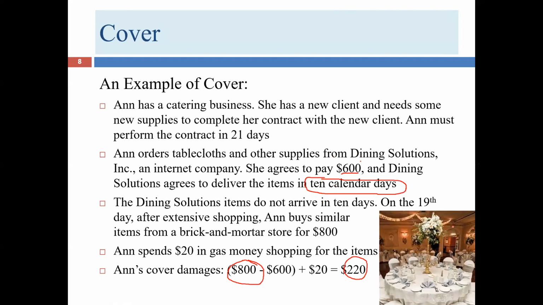Now, in this situation, the initial contract gave the company, Dining Solutions, 10 days to provide the tablecloths. But it's on the 5th day that Dining Solutions figures out they can't meet the contract. At this point, they're not in breach. They are going to be in breach for 5 more days. So they don't have any obligation to do anything with respect to Ann.